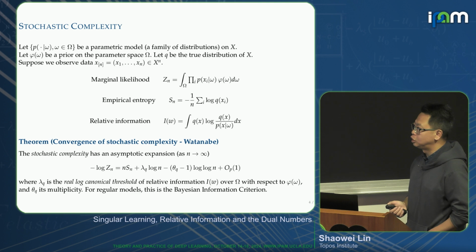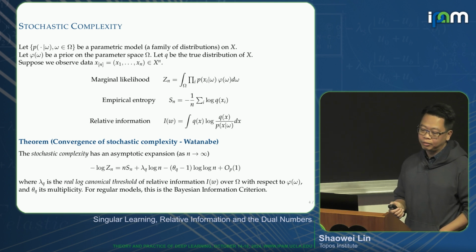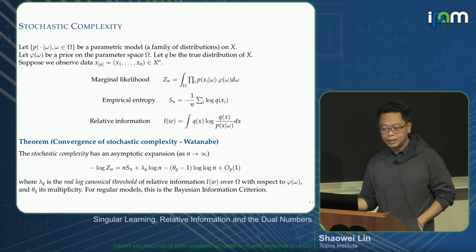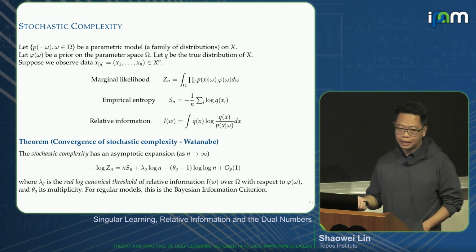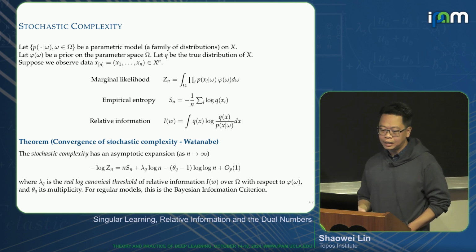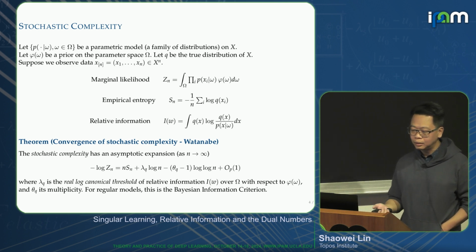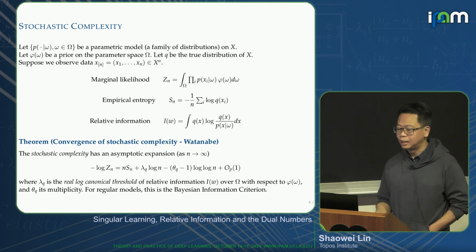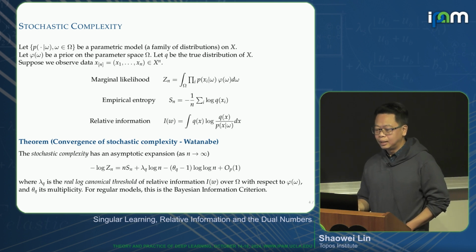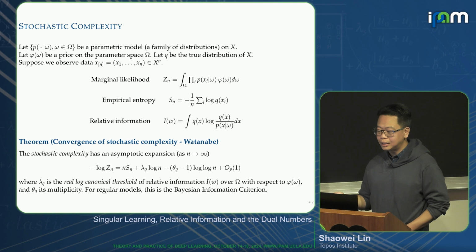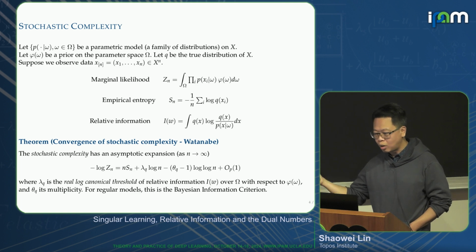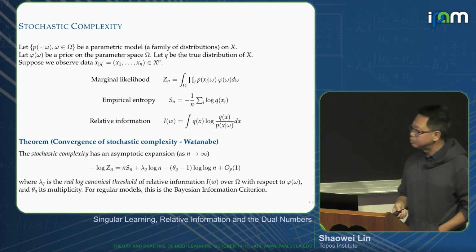that Q is our true distribution, and then suppose we observe n samples of data from that distribution, independent and identically distributed. Then we can ask what is the marginal likelihood of that data. The marginal likelihood is the integral of the product of the probabilities of the data points with respect to the prior. Now we can also define the entropy. The empirical entropy of the data is going to be the sum of the log of Q on the data points, averaged by the number of data points.